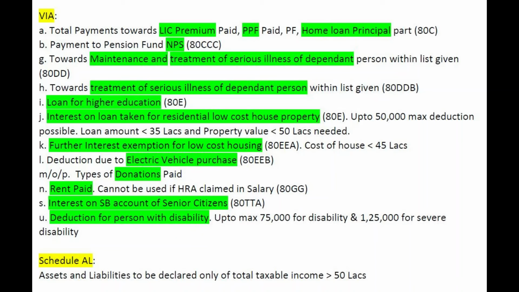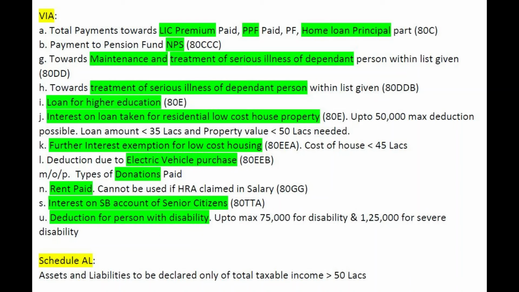J is for interest on loan taken for residential low-cost housing under section 80E. K is additional interest exemption for low-cost housing. L is for deduction due to electric vehicle purchase under section 80EEB. M, O, P are for different types of donations paid.